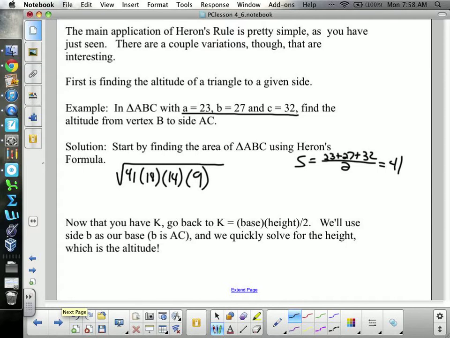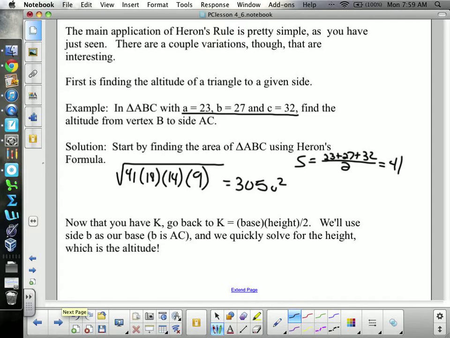Is everybody okay with where those numbers are coming from? I'm not just magically making them appear? Okay. Plug that into our calculator. Square root of 41 times 18 times 14 times 9. And I get an area of about 305. It's 304.94, so I'm going to make that 305 units squared.